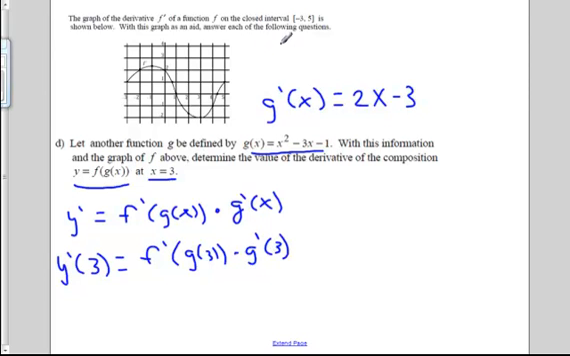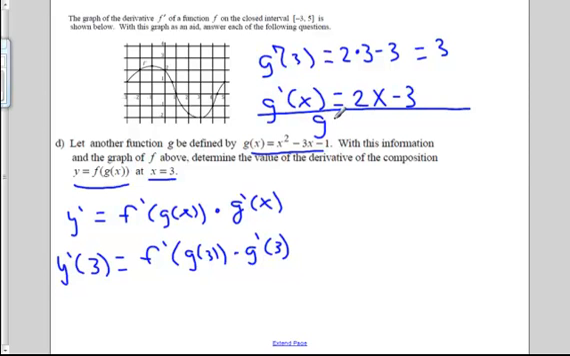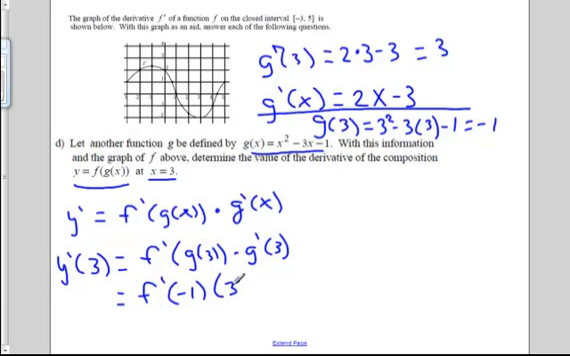Well, let's do that work over here. G prime of 3, putting 3 in for x, equals 3, and g of 3 equals, now going into the g function, 3 squared minus 3 times 3 minus 1 equals -1. So we can now simplify this chain rule to f prime of -1 times 3.